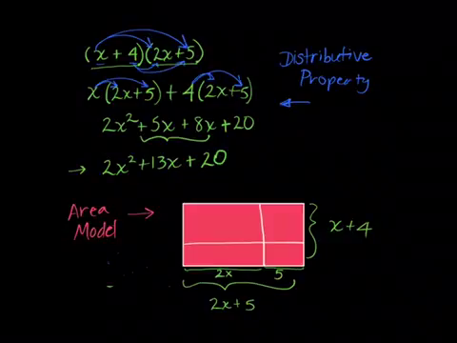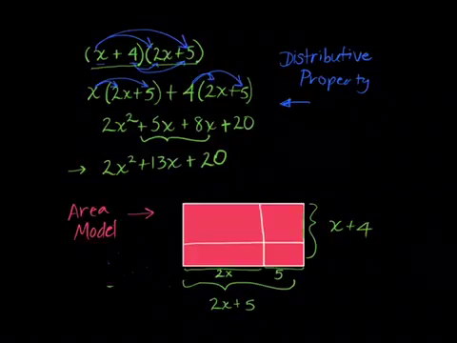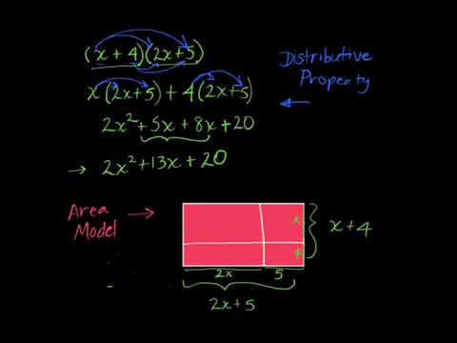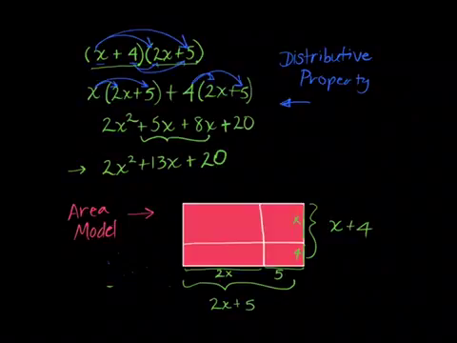And we're going to do the same thing with the height. So we're going to call this part x and this part 4. And so as you see, the original rectangle is still the same rectangle, and so we can calculate its area by calculating the area of each of the 4 smaller rectangles.